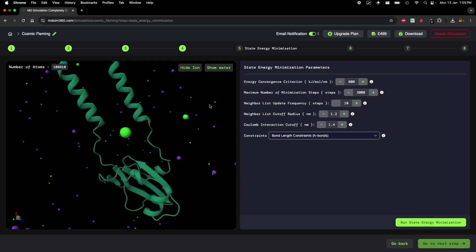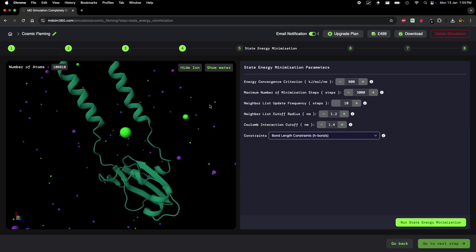Now, to prevent the process from running indefinitely, we set a maximum minimization steps limit. For our simulation, this limit is set to 3,000 steps. This limit helps to prevent wasting time on unproductive runs and ensures we stay within a reasonable time frame for simulations. Next up is neighbor list updates.